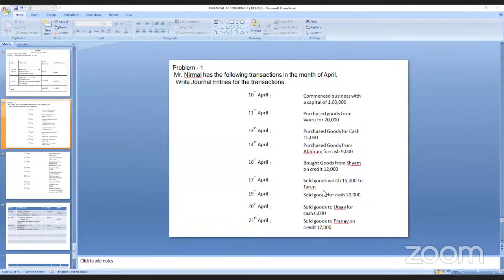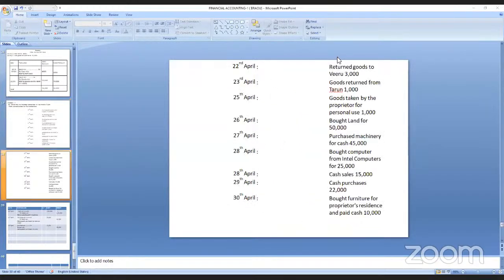In the 11th question, purchases account debit to Viru means from Viru you have purchased. Now in the 22nd one, you have returned the goods to Viru. Viru will come on the debit side. Viru account debit to purchase return.